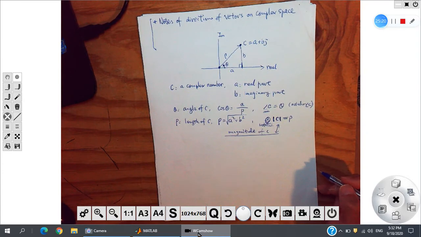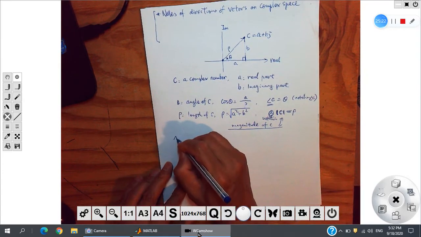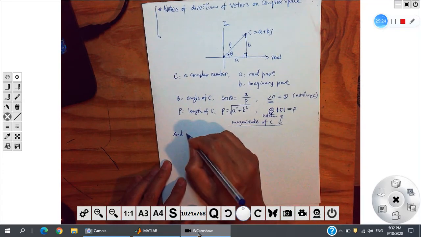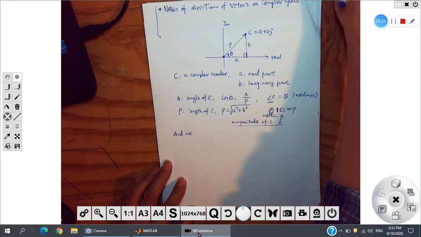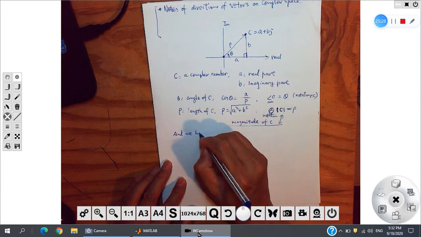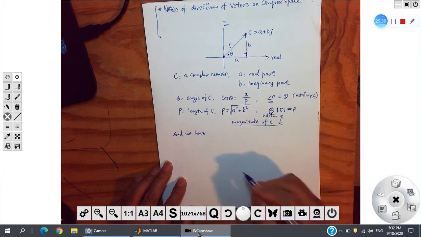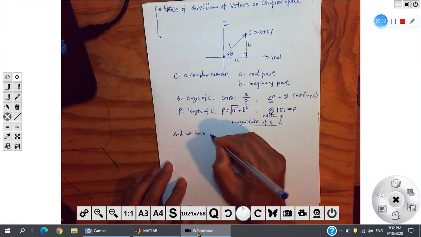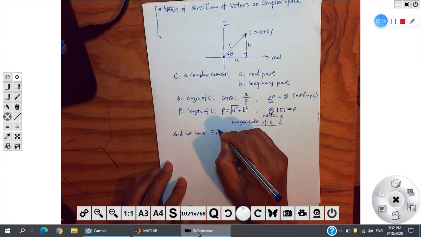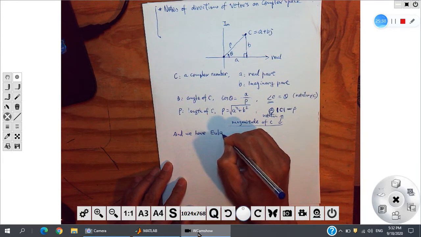All right, and we have another way to write it, which is given by Euler's formula.